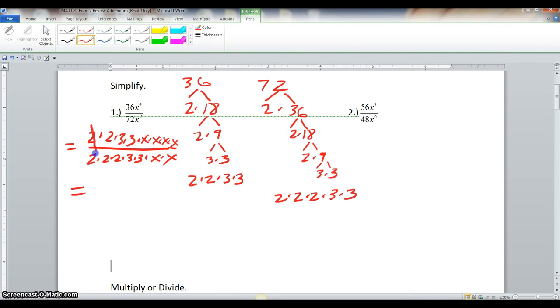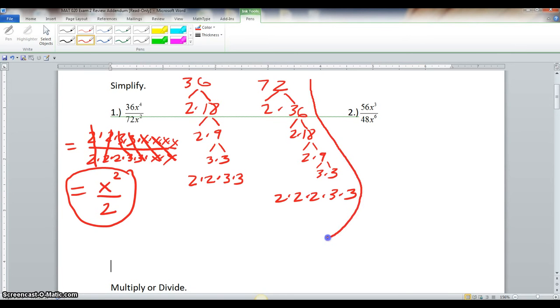Now we simplify. We have two sets of 2's in common. We have two sets of 3's in common. And we also have two sets of x's in common that we could simplify out. Now in our numerator, we would just be left with x times x, which is x squared. All over our denominator would just leave us 2. So our final answer here is x squared over 2.